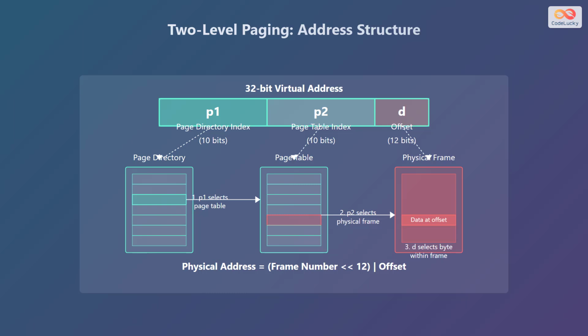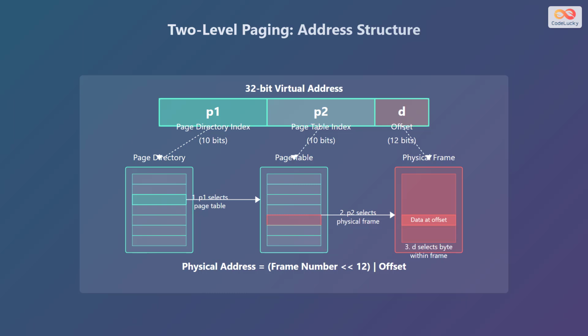Here's an illustration of the two-level paging address structure. A 32-bit virtual address is divided into 3 parts, P1, P2, and D. P1, which has 10 bits, is the index for the page directory. P2, which has 10 bits, is the index for the page table, and D, which has 12 bits, is the offset. To translate the address, first, P1 selects an entry in the page directory, which points to a page table. Then, P2 selects an entry in the page table, which points to a physical frame. Finally, D selects the specific byte within that frame, resulting in a physical address.